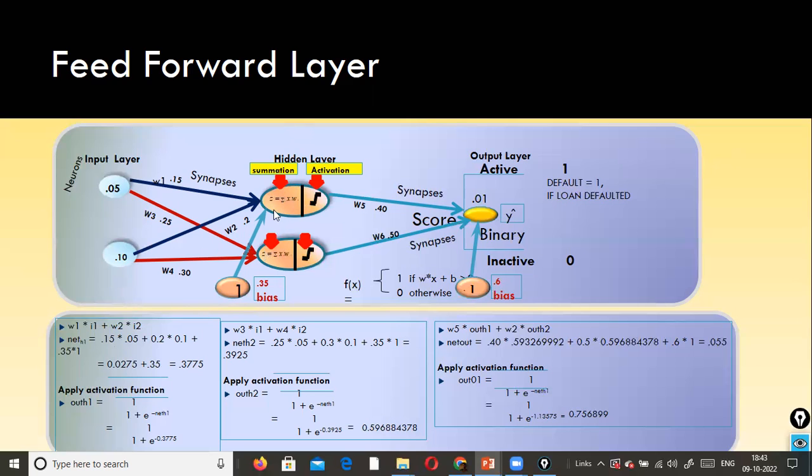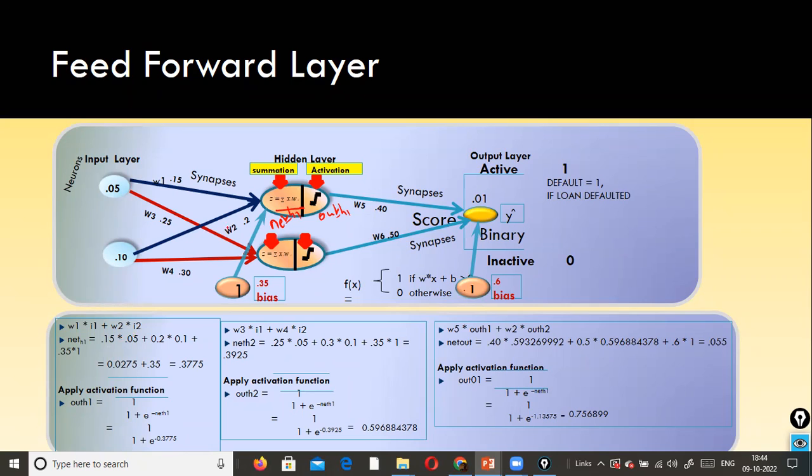We call this net H1 for the sake of our understanding, and this is out H1. This is the hidden layer, and the naming convention we use is net H1, out H1, and this is out O1. Now, looking at the equation, I'm going to talk in detail about Z. Z is W1 into I1 plus W2 into I2.